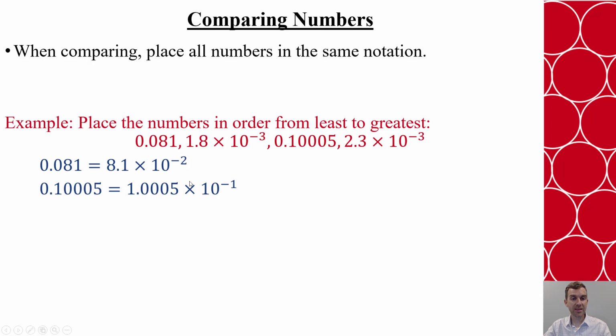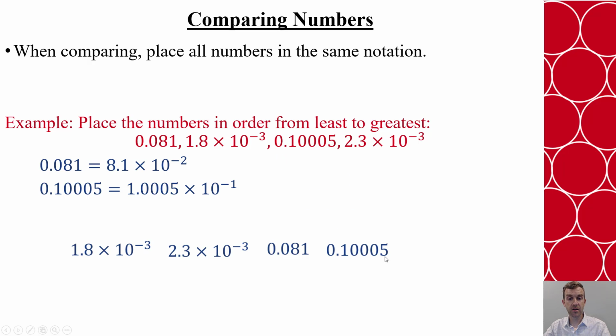Now I can look at these numbers and compare, and I'm going to go least to greatest. The more negative my exponent, I know that'll be my least number. So then I will go here with my 1 and 8/10 times 10 to the -3, then my 2 and 3/10 times 10 to the -3, and then, okay, negative 2 is my next exponent, so that'd be the 81 thousandths. And then I would have my 10,500 thousandths.